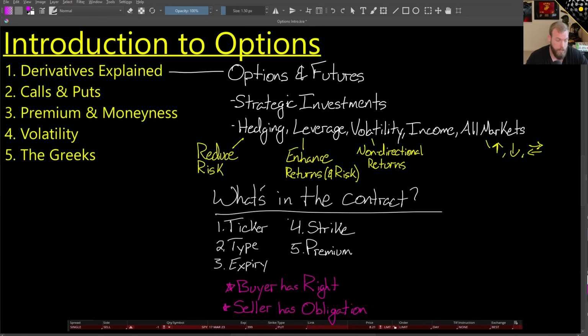So what's in the contract? Well, we have the ticker. This represents the security or the underlying.